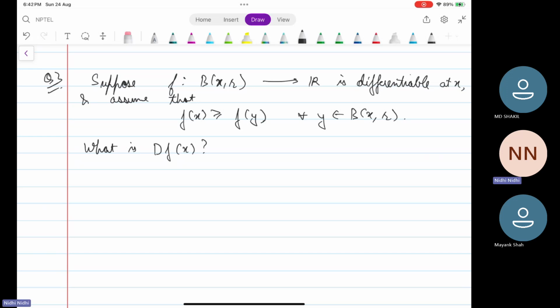So any idea? Start with the idea we have in one variable. Since f(x) is greater than or equal to f(y) for every y in the ball, that means x is a local maximum. Exactly, because there exists a neighborhood around x where the value is less than or equal to f(x). So the derivative will be 0, isn't it? Yes, it should ideally be 0. So let's see how we can prove this. Not that tough a proof.